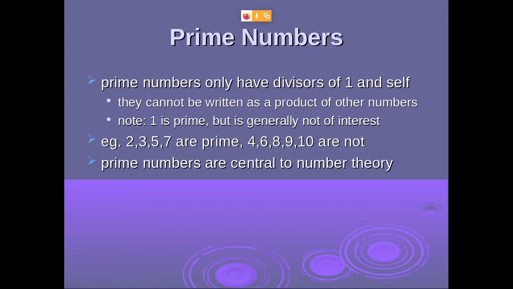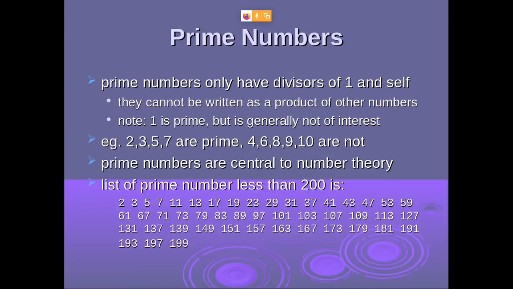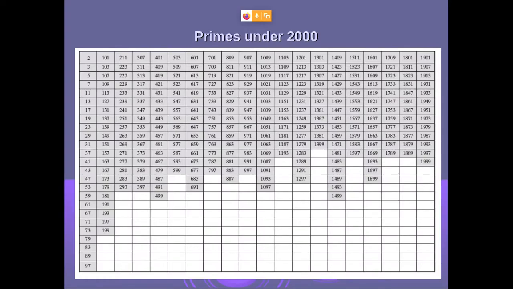Prime numbers are central to number theory. The list of prime numbers less than 200 is 2, 3, 5, 7, 11, 13, 17, 19, 23, 29, 31, 37, 41, up to some number. And this is the distribution of prime numbers under 2000 within each hundred. In the first 100 we will have these, in the second 100 we will have another count, and like that. This is all the prime numbers under 2000.